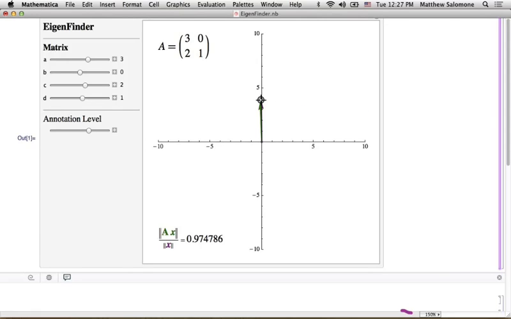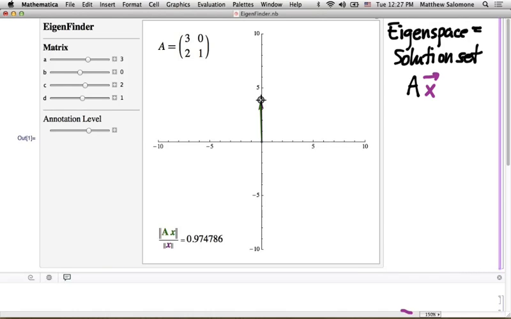go back to where eigenspaces come from in the first place. As we were saying before, an eigenspace is really just a solution set to the eigenvalue-eigenvector equation. And the eigenvalue-eigenvector equation is Ax equals lambda x, where lambda here is a scalar. And to find this solution set, we took the eigenvalue-eigenvector equation, we subtracted lambda x from both sides. And then on the right-hand side, we ended up with a 0 vector.